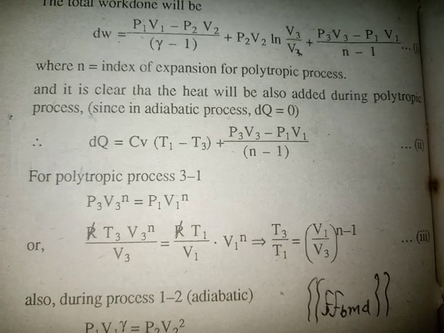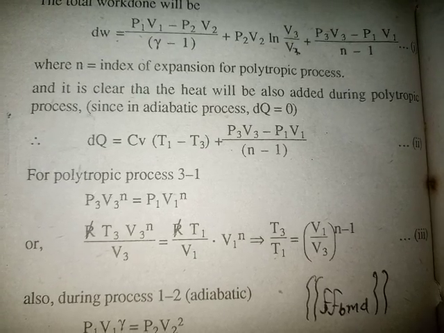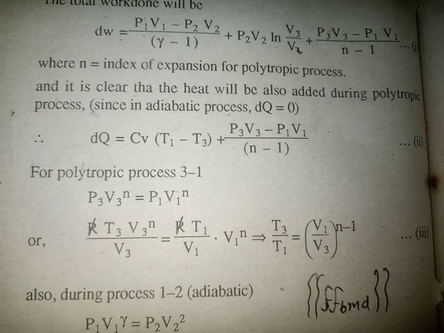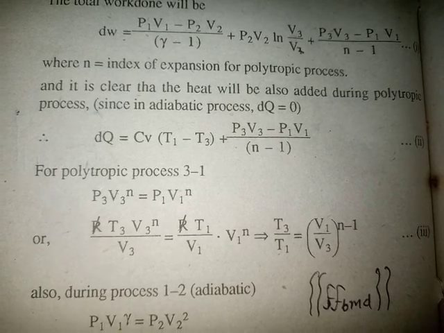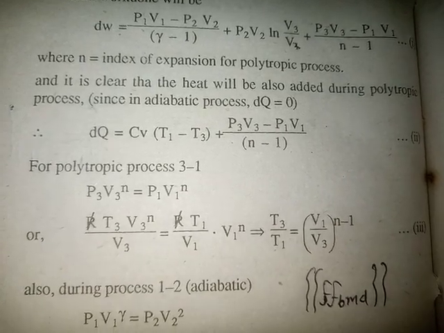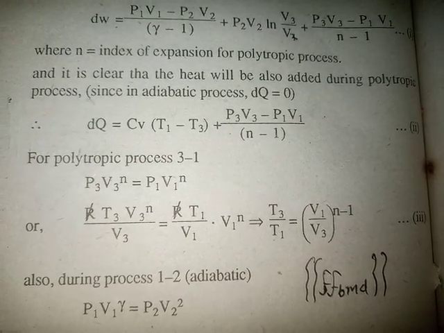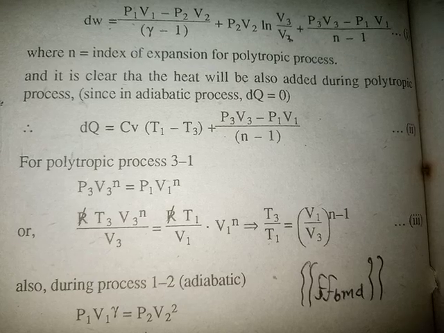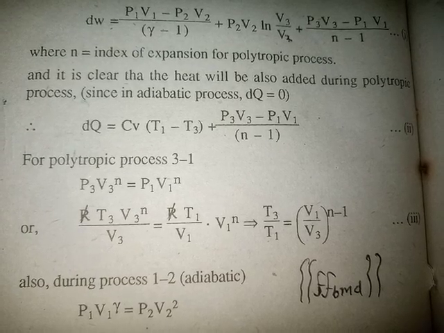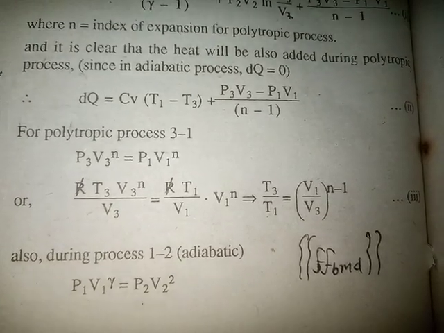Now, it is clear that the heat will also be added during the polytropic process. Seeing that in the adiabatic process dQ equals 0, hence dQ equals Cv into (T1 minus T3) plus (P3 V3 minus P1 V1) by (n minus 1).